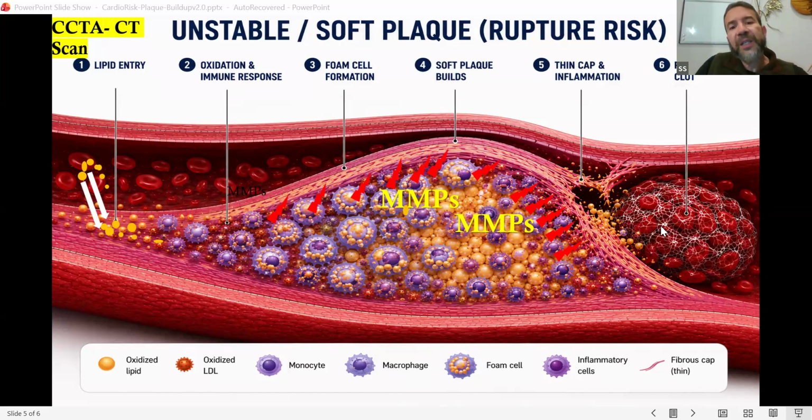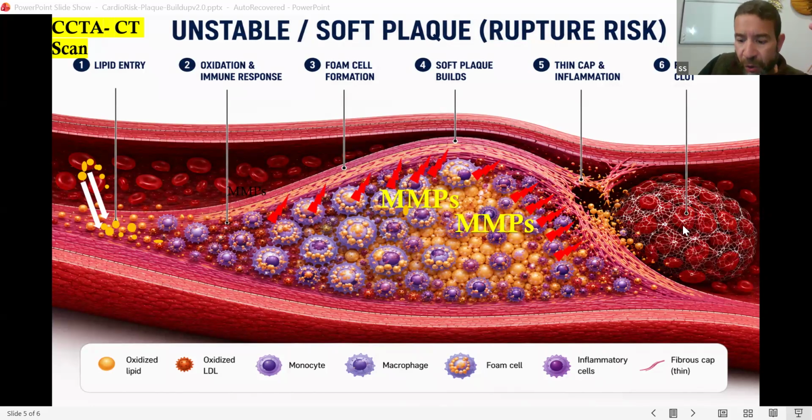So the lesson here is not just how much plaque you have, it's what kind of plaque you have. Now think of it as calcified plaque is more like a tire. It's harder, firmer, and usually less likely to explode. Non-calcified soft plaque, such as this here in front of us, is more like a balloon. It has a thin surface and is more likely to burst and tear under pressure. So this is a very important point.